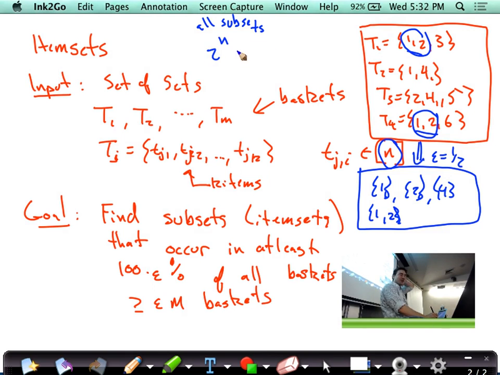So all subsets takes 2 to the n. If you want to just say the subsets of size 3, then there are going to be roughly n cubed of these. But if you're Amazon, I don't know how many products they have. They probably have over like 1 million products. You can't do something of size n cubed. You can't search over all of these.